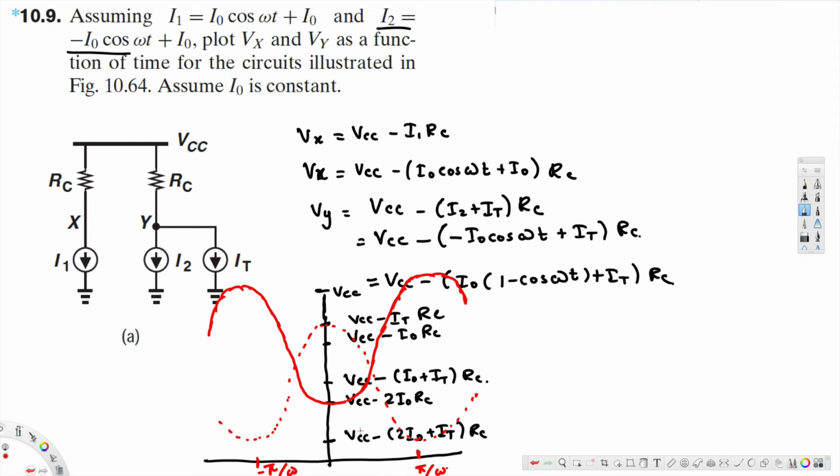and from observation we can see that Vx and Vy are opposite direction to each other, and the maximum value of Vx is Vcc, and the minimum value is Vcc minus 2 I naught Rc. The maximum value of Vy is equal to Vcc minus IT Rc, and the minimum value is Vcc minus 2 I naught plus IT times Rc. And that's it. That's how we plot this diagram.